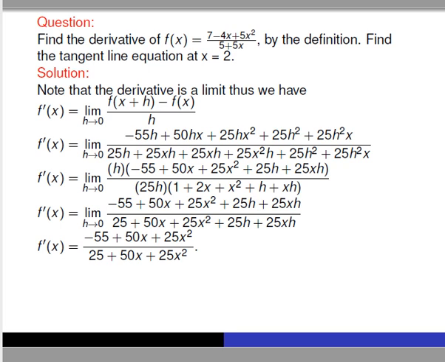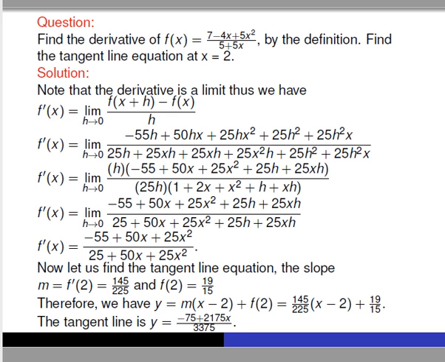Finally, we replace h by 0 in the previous expression and find that f prime of x is the fraction minus 55, plus 50 times x, plus 25 times x to the power 2 over 25, plus 50 times x, plus 25 times x to the power 2.